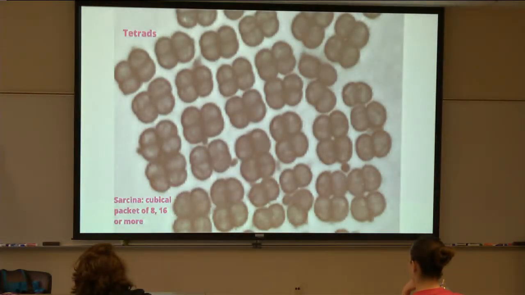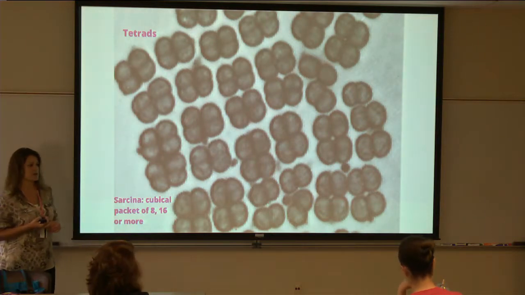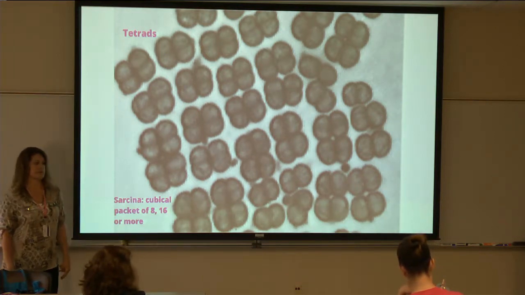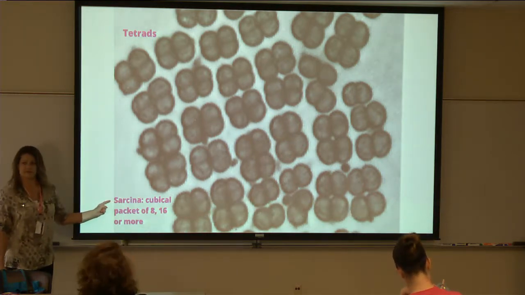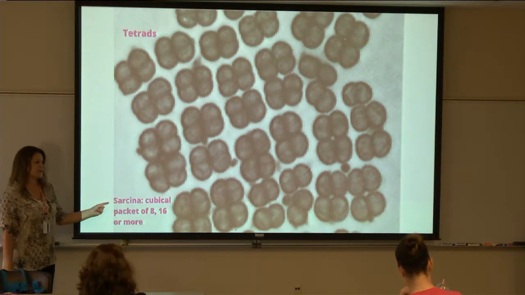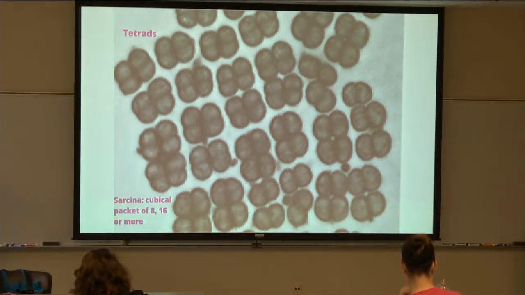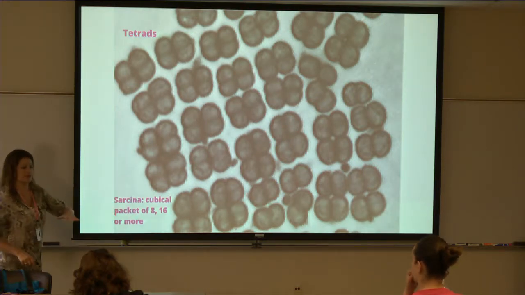There can be different arrangements. Up here, I have the term tetrads. What does tetra refer to? What number? 4. So if they appear in tetrads, that means they exist in groups of 4. You would actually see 4 cells existing in these packets of 4. There's another term down here, sarcina. Sarcina refers to grouping together in packets of 8 or 16 and sometimes 32. So in multiples of 8, essentially, for the sarcinae. So tetrads, groups of 4. Sarcina, you're going to see groups of 8 and multiples of 8.